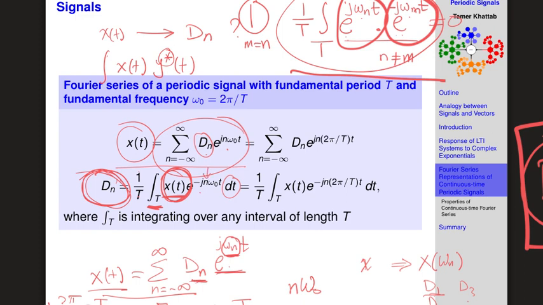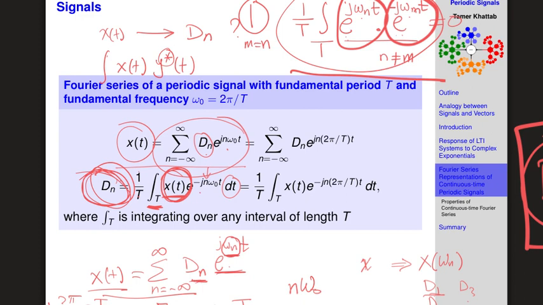Okay? And if I keep it as a general function of n and I can get it as an expression, then I got a full expression for dn, how they look as a function of different frequency multiples. Don't forget that d1 is at omega naught, d2 is at 2 omega naught, d3 is at 3 omega naught, and so on.